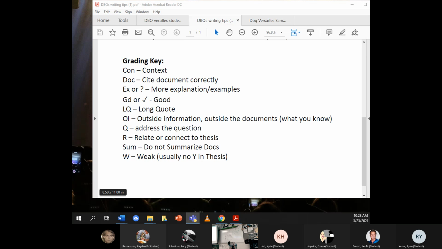So maybe one time you can use 5 words, but you want to write what's in the document and relate it to something you know, outside information, but then connect it to your thesis. And that's why I put down R. A lot of people, R, relate. Don't just write, relate it. You got to connect it.